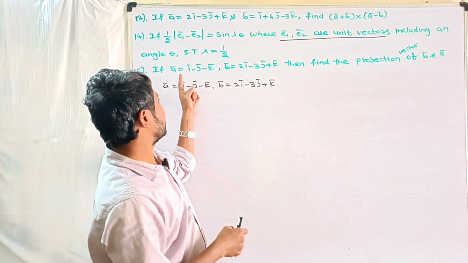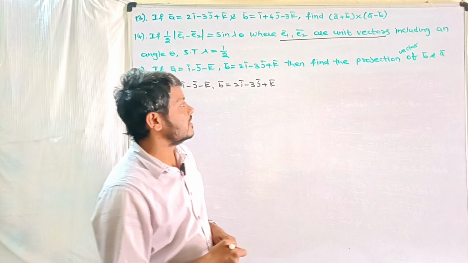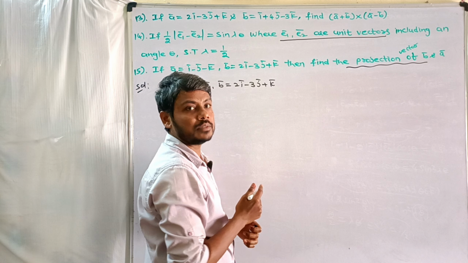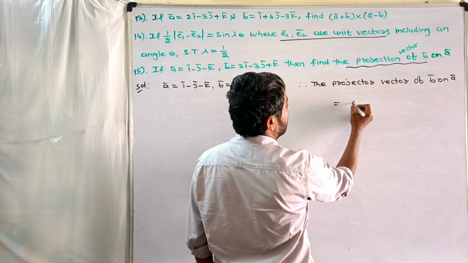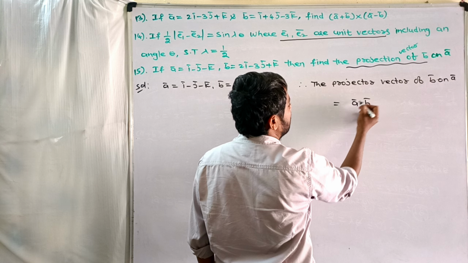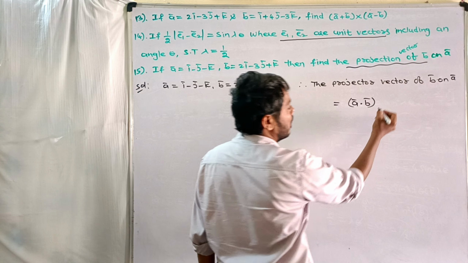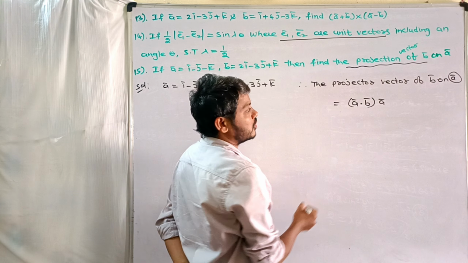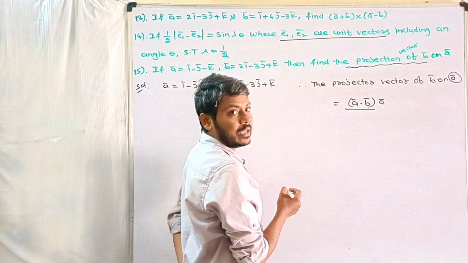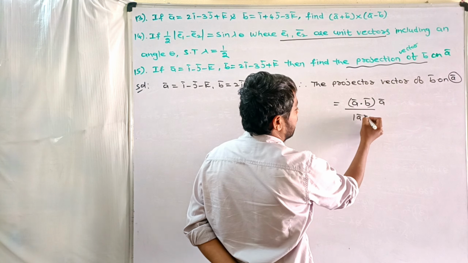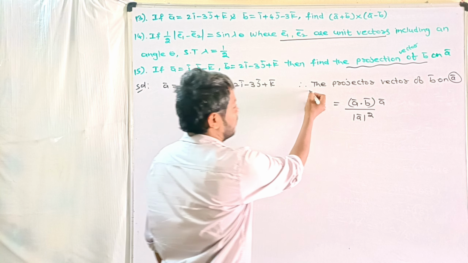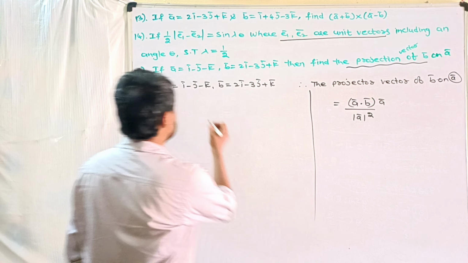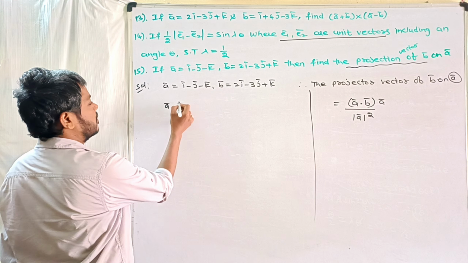So next question number 15. Two vectors are given. Then find the projection vector of B bar on A bar. So which is equal to A bar dot B bar into A bar. Here, on which vector? A bar. So we should write in the denominator A bar, that is mod A bar square. So first we can find what? A bar dot B bar. So what is A bar dot B bar here?